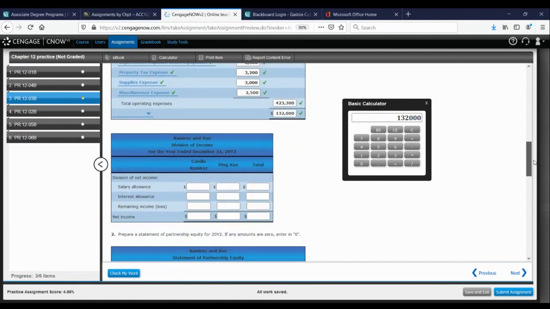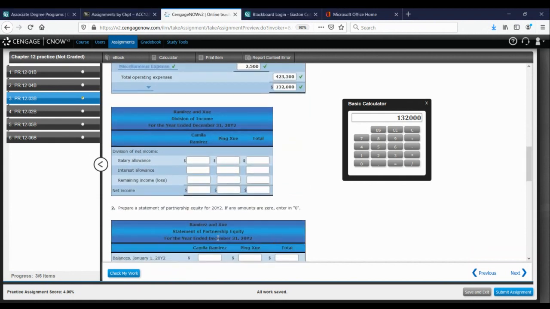Before we can prepare the next statement, which will be our statement of partnership equity, we have to determine the division of income for each one of the partners. It's important to know the division of net income because net income will add to the partner's capital balances. And so we're going to have to figure out how we're going to divide net income.